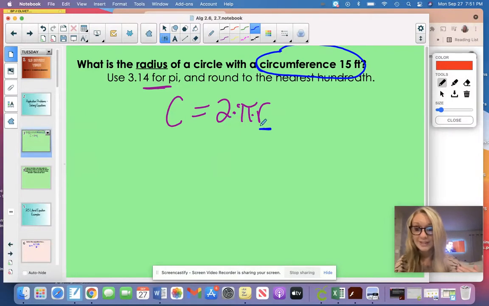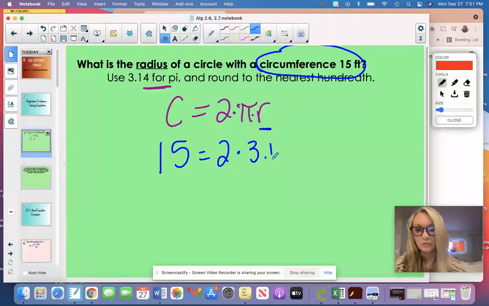So let's rewrite that formula and plug in what we know. We know that the circumference is 15. So I'm going to take out my c and plug in 15. I still have 2. Instead of pi, remember we're going to use 3.14 as directed by the problem. And then we don't know what our radius is, so we're going to leave that as the variable. Now, our goal is to get the radius, or r, by itself so that we can determine what it is.